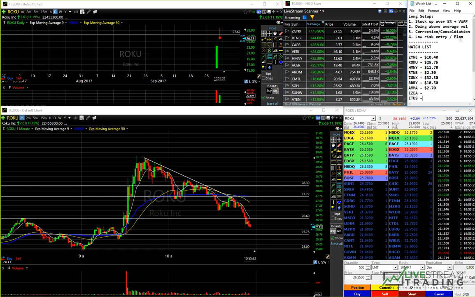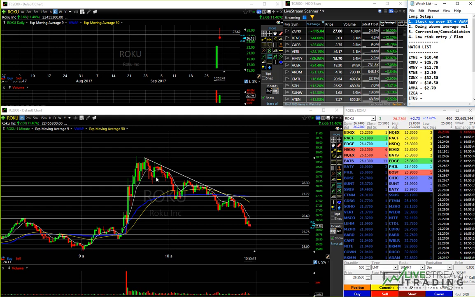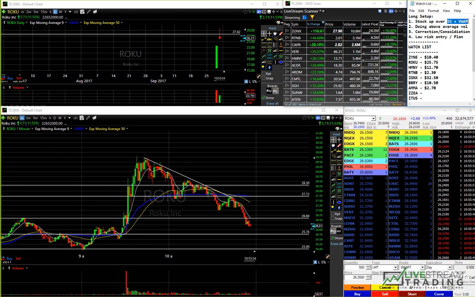As far as long setups go, I have a 4-point piece of criteria that I look for. Basically, the stock just needs to be up over 5% and over VWAP. So once you see something like ROKU, which has broken VWAP, at this point I'm more or less looking for shorts. Like I might short a bounce, something like that. I get on the short side, and then basically just any stock that's over 5% on the day.